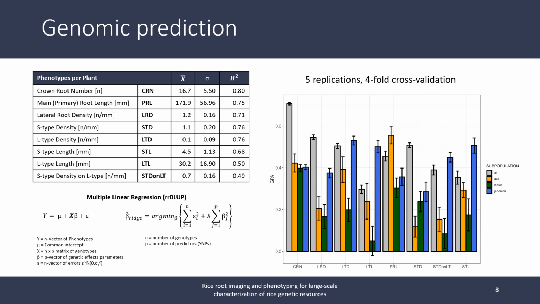Using these techniques, we have generated phenotypes for crown root number, the length of the main root axis, lateral root densities and lengths separated between L and S types, as well as S-type density on L types. For all of these traits, heritable genotypic variation was identified for 393 accessions grown under hydroponic conditions.